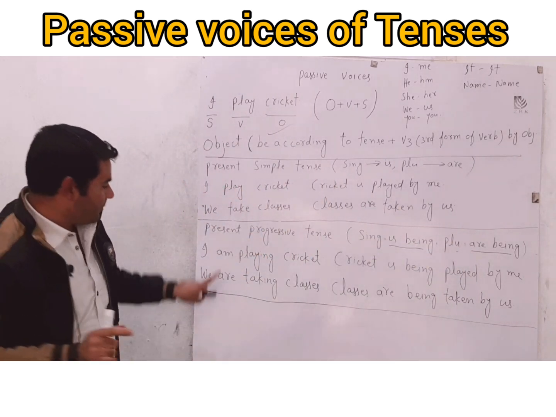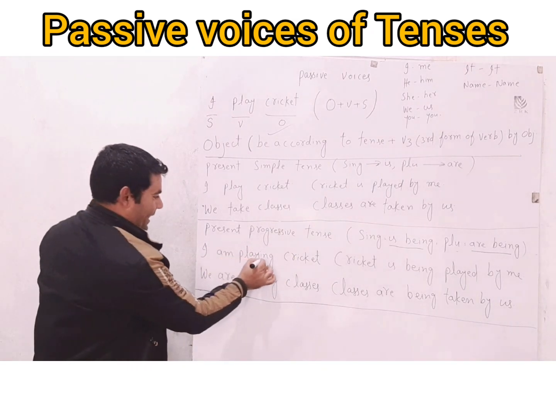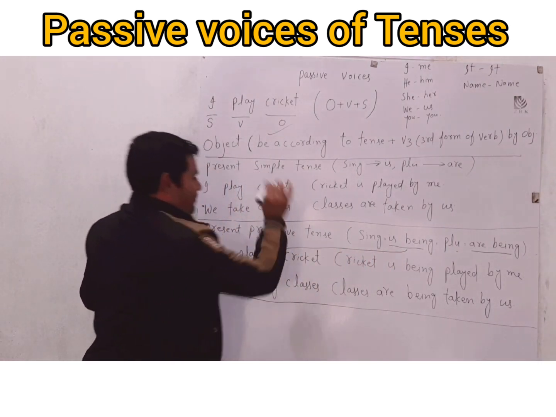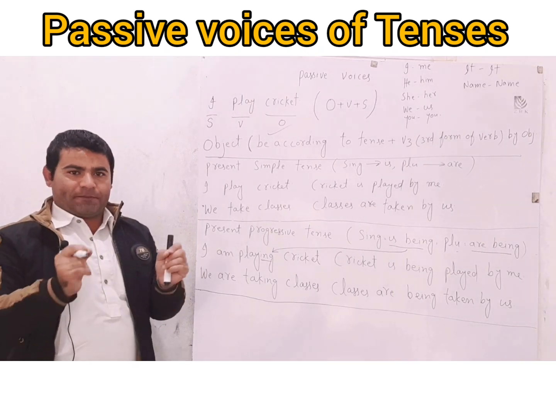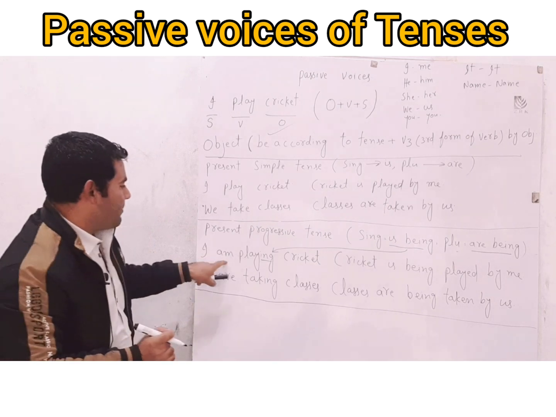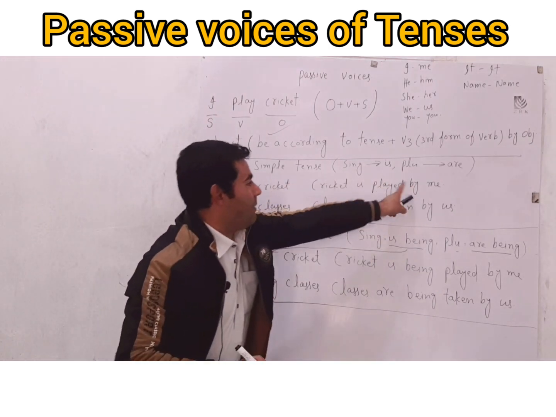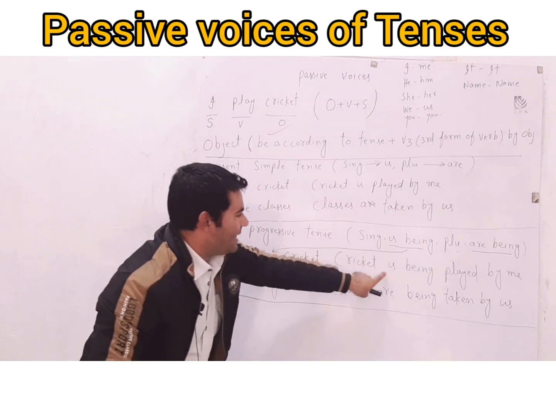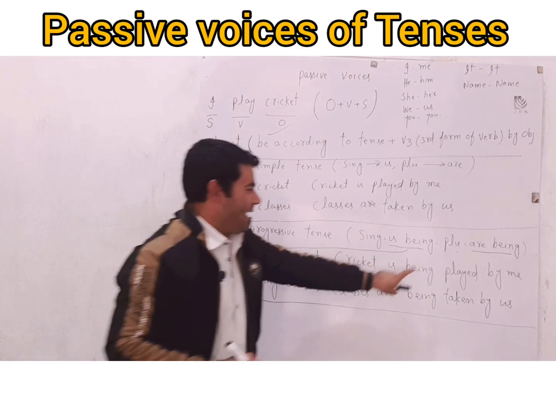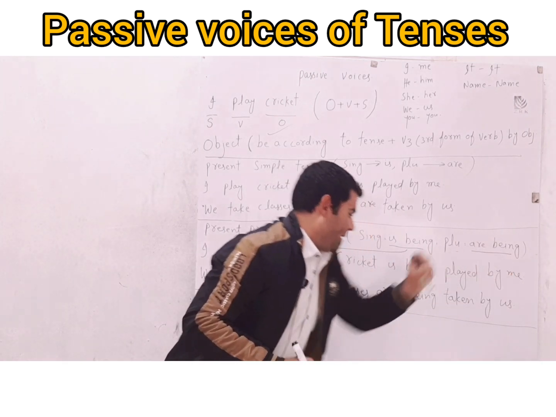Only the helping verbs differ. Everything else is the same. Like, I am playing cricket. Because there is playing, there is ing, so we provided the ing of be. The ing form, the fourth form of be, is being. I am playing cricket becomes, just like played by me, cricket is, and for ing we provided being. Cricket is being, and then the third form of play is played, and then by, and the objective of I is me.